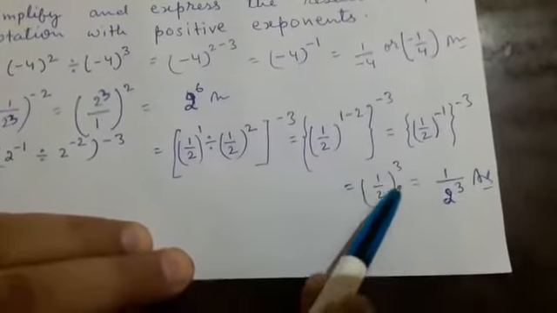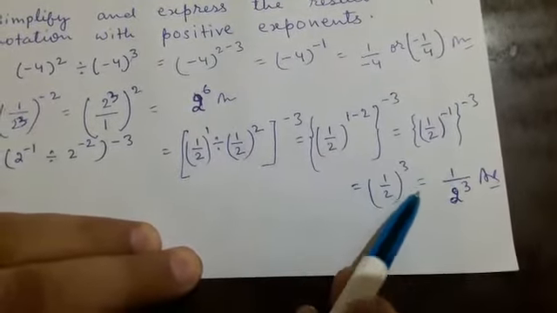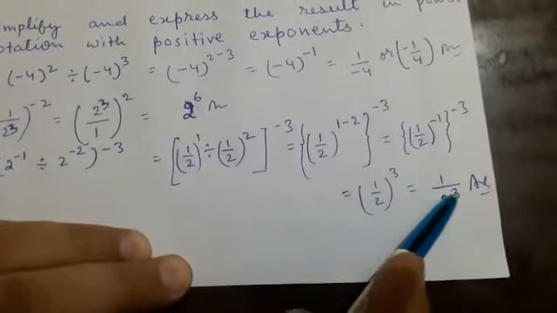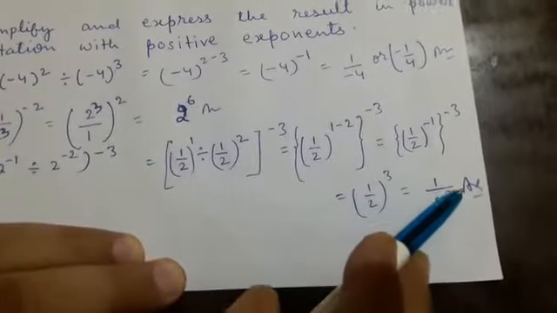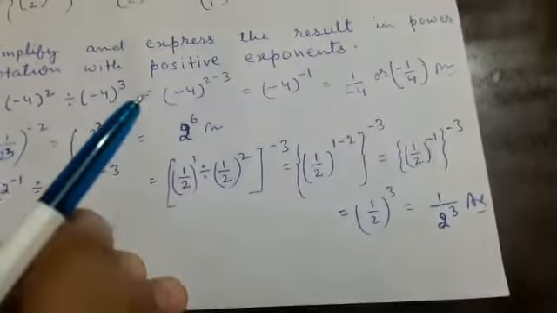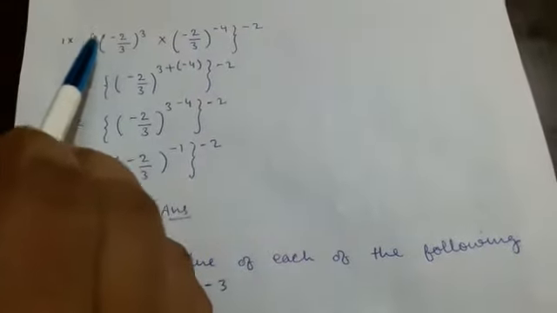See, because if we multiply 1 three times, that is equal to 1 only, and 2 power 3 we will write in exponential form. That's why I have written 1 by 2 power 3. This is our answer.